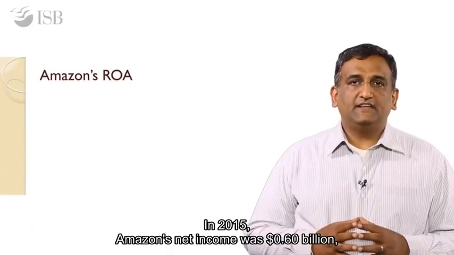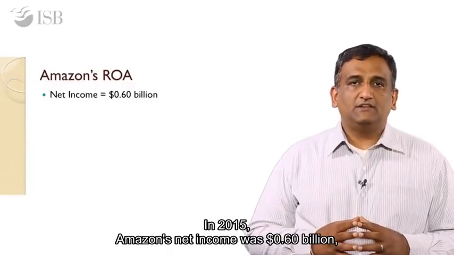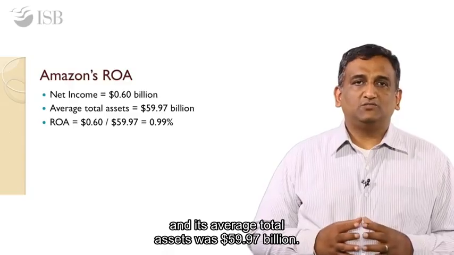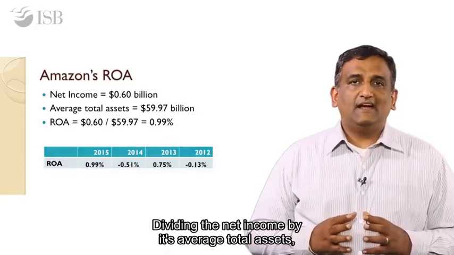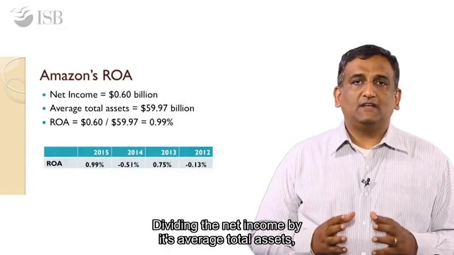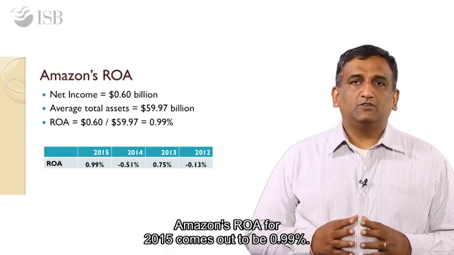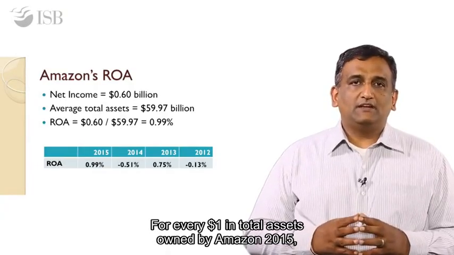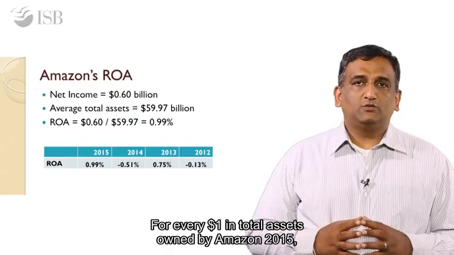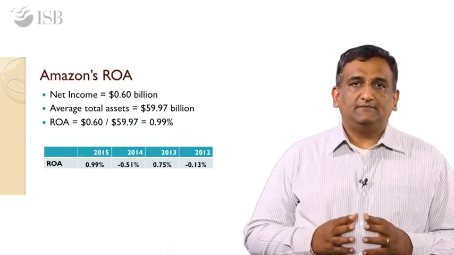In 2015, Amazon's net income was $0.60 billion and its average total assets was $59.97 billion. Dividing the net income by its average total assets, Amazon's ROA for 2015 comes out to be 0.99%. For every $1 in total assets owned by Amazon in 2015, it generated profits of less than 1 cent.